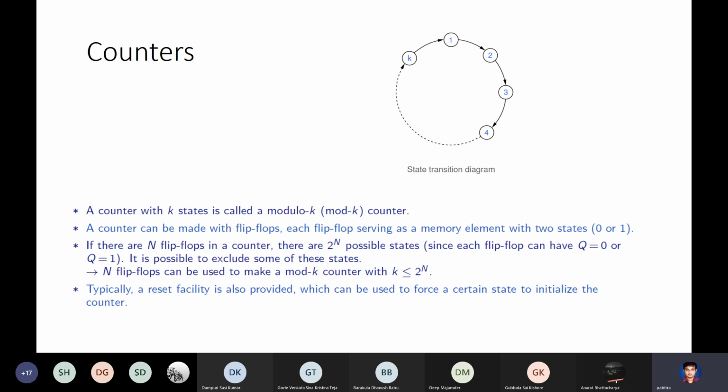So if we have k states, we can count up to k. This is called a modulo k, or mod k, counter. It can count k distinct values. It's natural, because if you have n flip-flops, you can have at most 2 to the power n possible states. So if you want to count up to k, 2 to the power n should be greater than or equal to k. So if you want to count till 14, you have to take 2 to the power 4. You need 16 states.